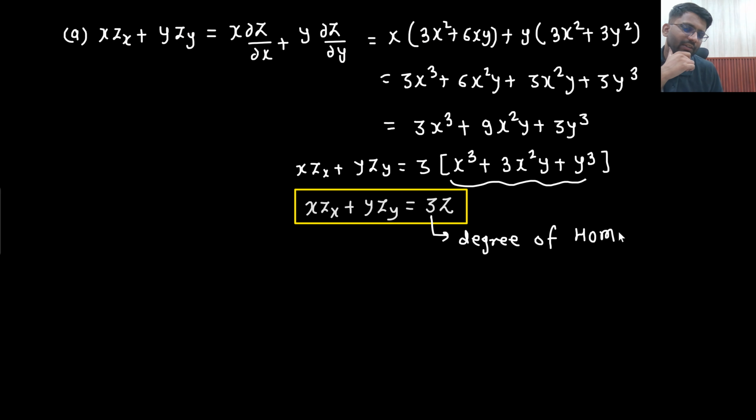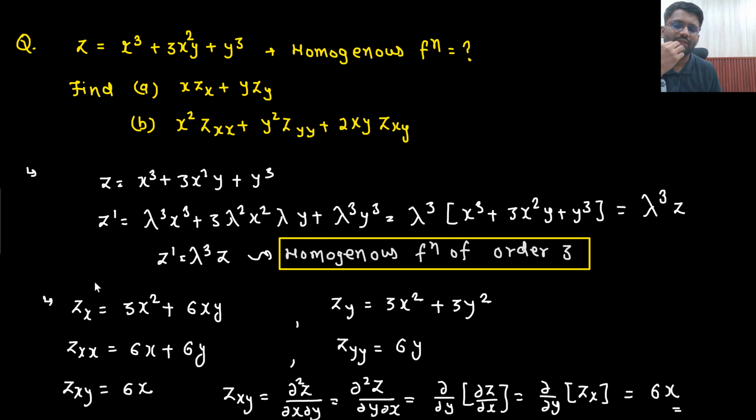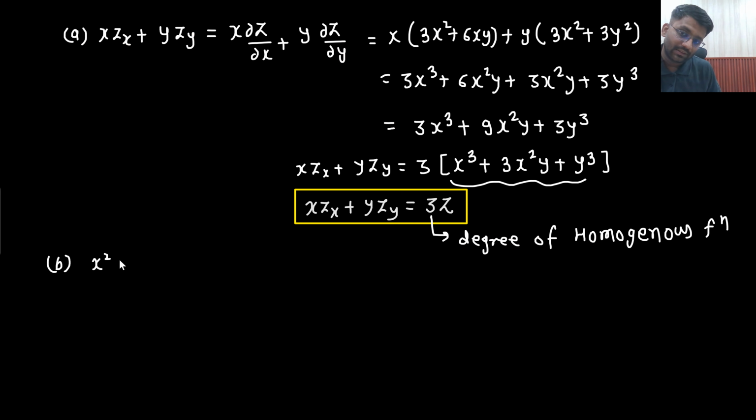So some conclusion we have made here, right? What conclusion we have made, that we will write down later on. But let's see the second option as well. After seeing the second option, we will write down the conclusion. What is the second option? x square zxx plus y square zyy plus 2xy zxy. Okay, write it down again in your rough notebook.